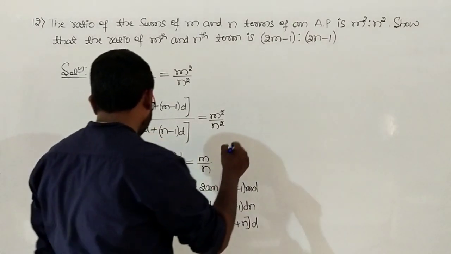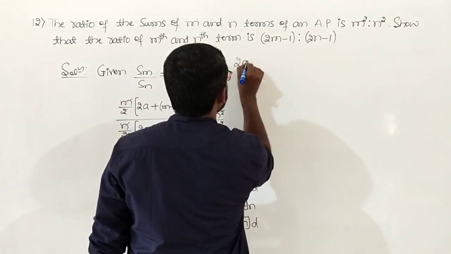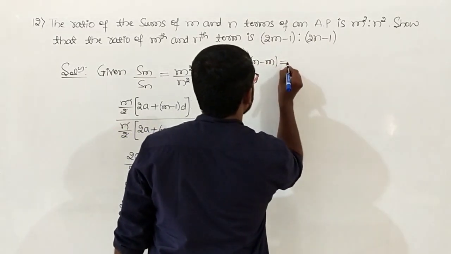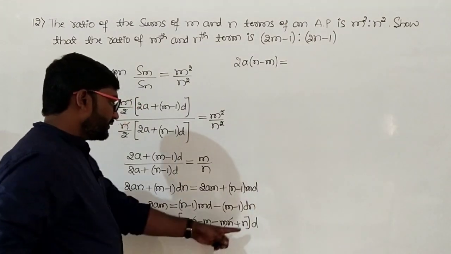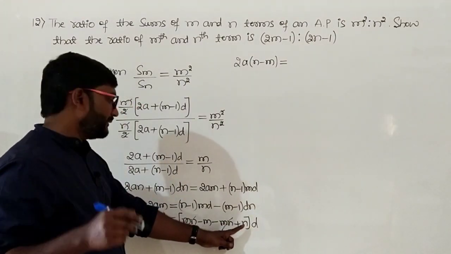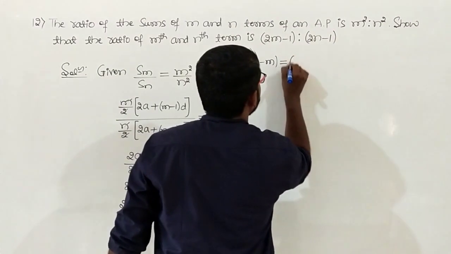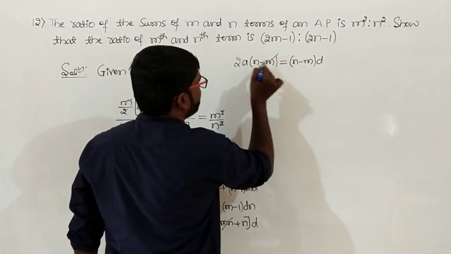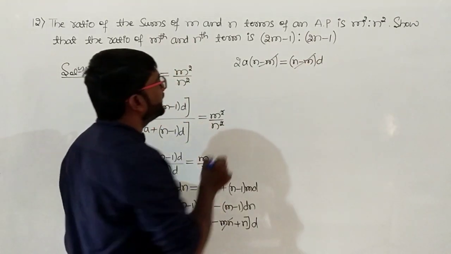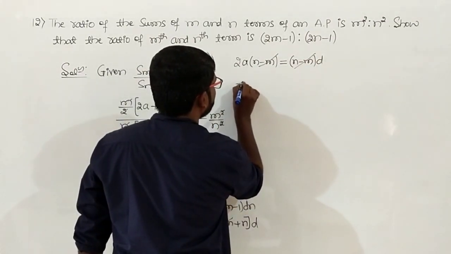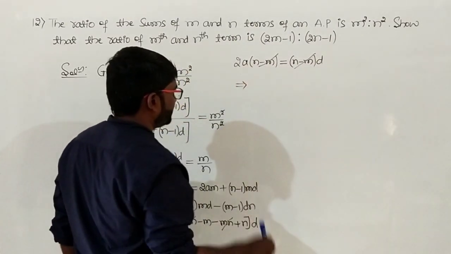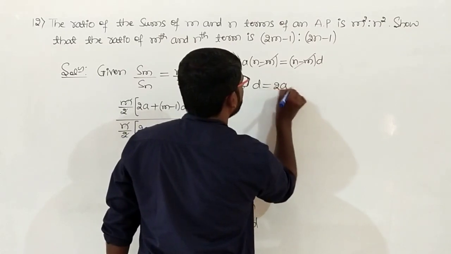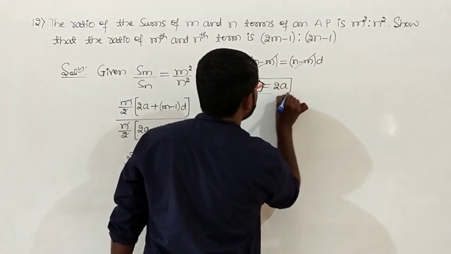Let us write the remaining term. 2a into n minus m, this is equals to, so minus m plus n is nothing but n minus m. It is n minus m into d. So n minus m and n minus m get cancels. So overall, what do we have now? d is equal to 2a. So we have got the common difference.